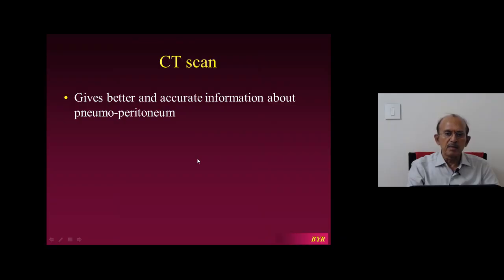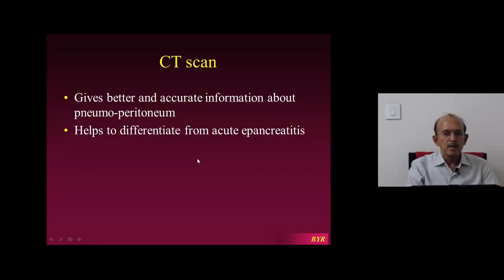If a shadow is not seen but the patient is having very severe pain, then you can take a CT scan. CT scan gives better and accurate information about pneumoperitoneum, and where plain X-ray doesn't show a gas shadow, if you take a CT scan, it will show the gas shadow if it is present. If gas shadow is not there, the other advantage of CT scan is you can visualize the pancreas, because such severe pain can be due to acute pancreatitis. So you can evaluate the pancreas.